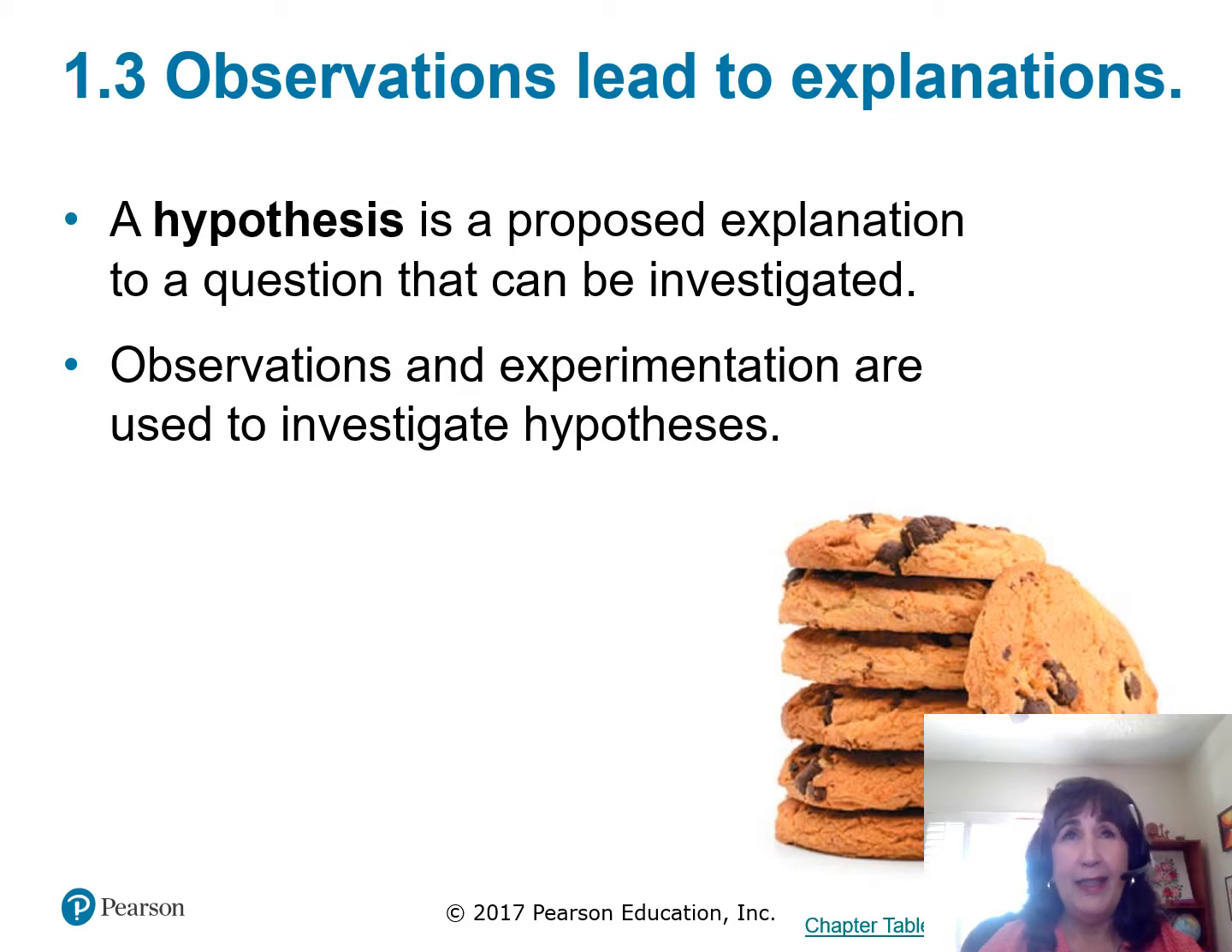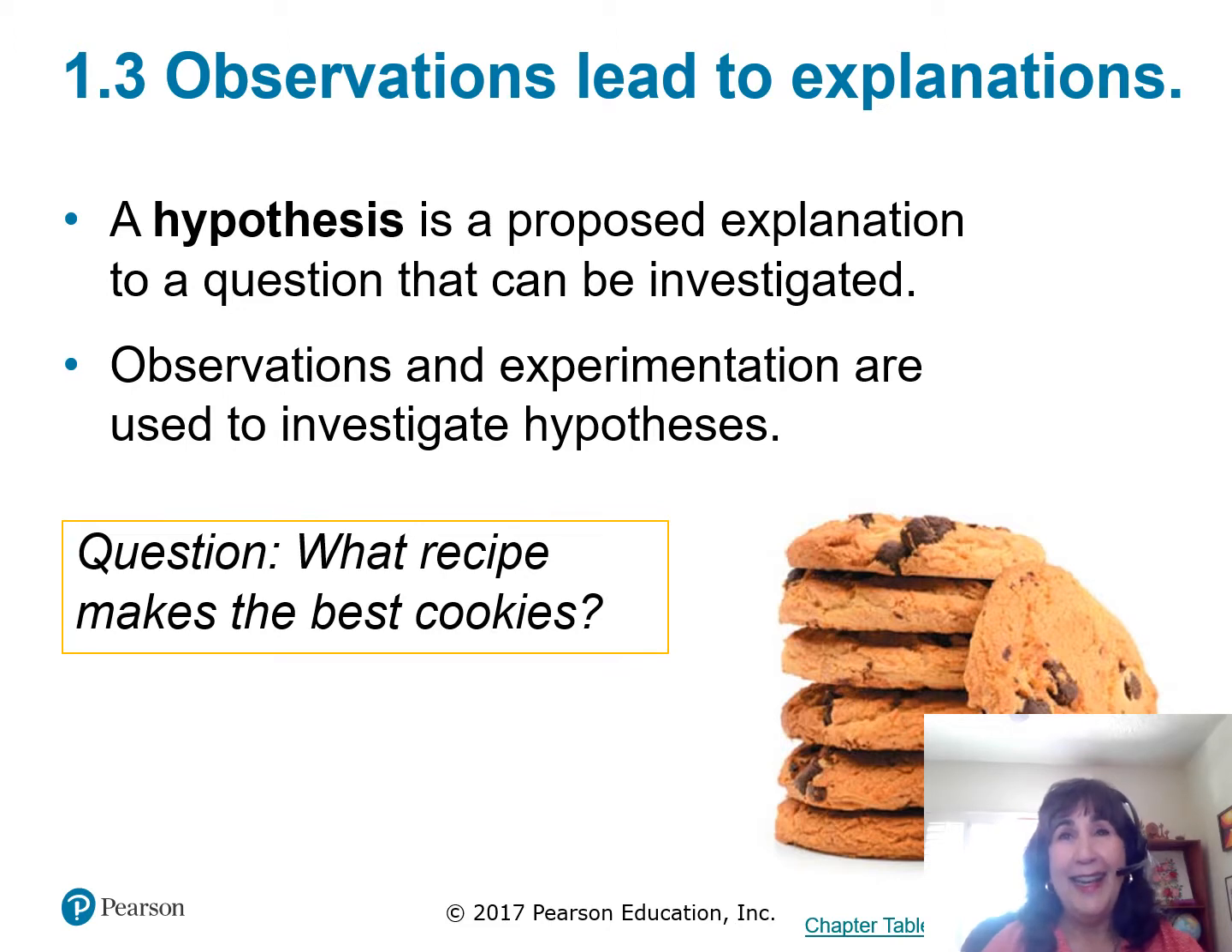The next step in the scientific method after observations is the hypothesis. I always say that a hypothesis is an educated guess, but I qualify it. It must be testable and falsifiable. In other words, you must be able to build an experiment around your hypothesis, and when you collect the data, you must be able to prove it false. A hypothesis is a proposed explanation to a question that can be investigated. Observation and experimentation are used to investigate hypotheses. So we need a hypothesis to help guide us to develop our experiment.